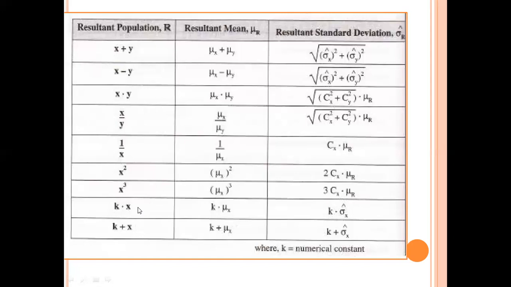Next, the numerical constant k into x. If we multiply the numerical constant with the population, then the resultant population will be k dot x. The resultant mean will be k dot mu x and the standard deviation will be k dot sigma x cap. Then the sum of a numerical constant will be represented as the resultant population r equals k plus x. The resultant mean mu r will be equal to k plus mu x, and the resultant standard deviation will be represented as k plus sigma cap x.